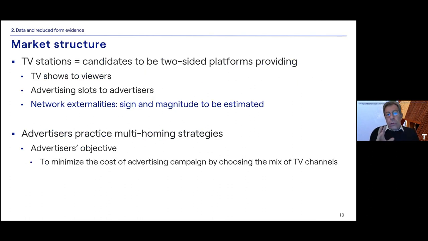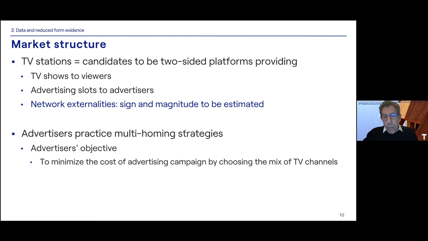A few words on the market structure. I already said that we are going to consider TV stations as two-sided platforms, because they provide two services: TV shows to viewers and advertising slots to advertisers. The real question is, of course, to evaluate the sign and the magnitude of the network externality between these two types of customers. One important difficulty here is that advertisers practice a multi-homing strategy.